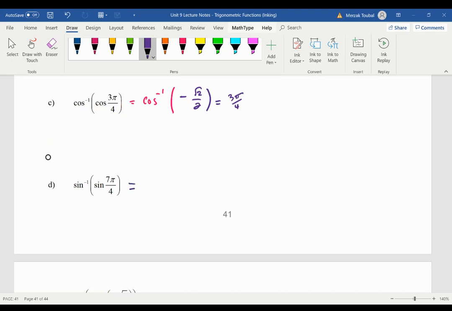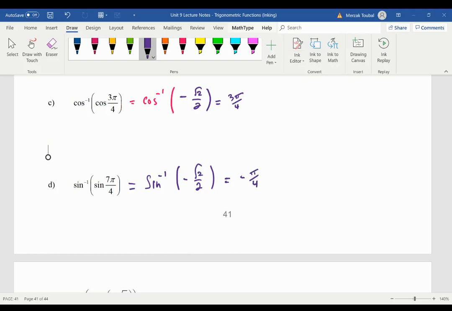Let's work on this one. Sine inverse. What is sine 7 pi over 4? Sine 7 pi over 4 should be negative root 2 over 2. Take a look at the unit circle. Okay. Now, what is sine inverse of negative root 2 over 2? Well, it's not 7 pi over 4. It's going to be negative pi over 4.